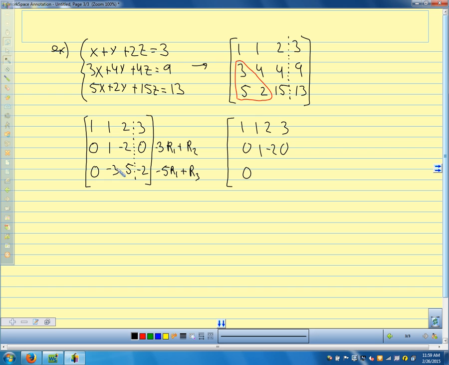So what are we going to do now with these two? How are we going to get rid of that negative 3? Multiply this row by 3. So I'm going to say 3 row 2 plus row 3. That's how I get this new row. So I get a 0 there. 3 times negative 2 is negative 6, plus 5 is negative 1. 3 times 0 is 0. And minus 2.